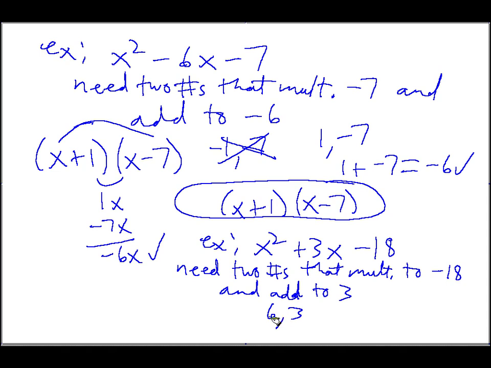Well, the only way these two numbers can add to positive 3 is if the 3 is negative. Can we see that? Now 6 times negative 3 is negative 18. Check. 6 plus negative 3 is positive 3. Check. So therefore my solution here, let me put it here since I ran out of space, is going to be x plus 6 times x minus 3.